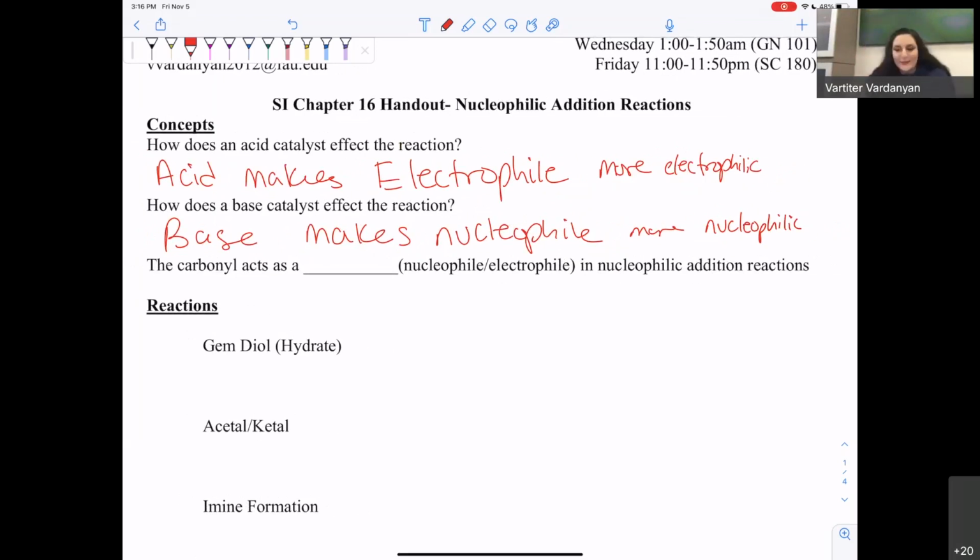She acts up sometimes. All right, so the carbonyl in chapter 16 and 17 is always going to be the electrophile. In chapter 16, these are called nucleophilic addition reactions. Chapter 17 is called nucleophilic acyl substitution reactions. So 16 is addition, 17 is substitution, but in either case, the carbonyl is always going to be the electrophile. So there's at least one constant for you.